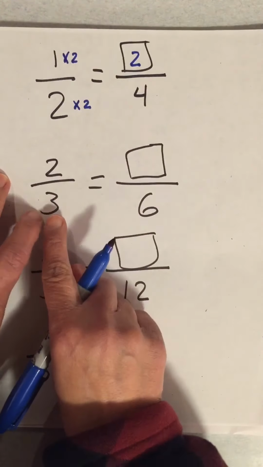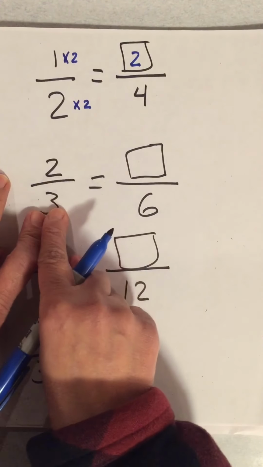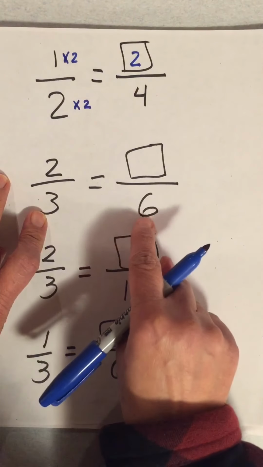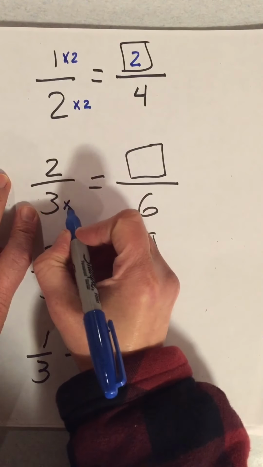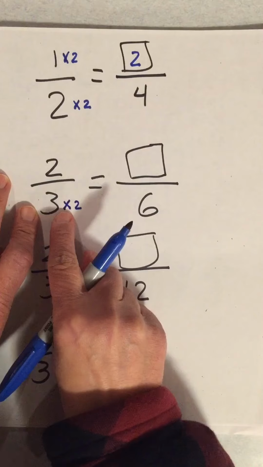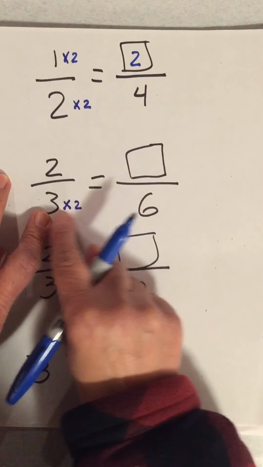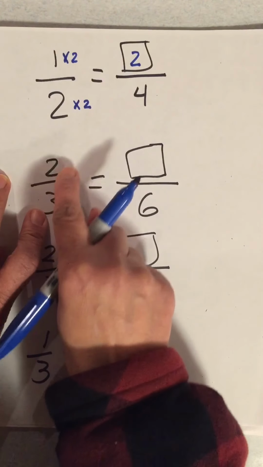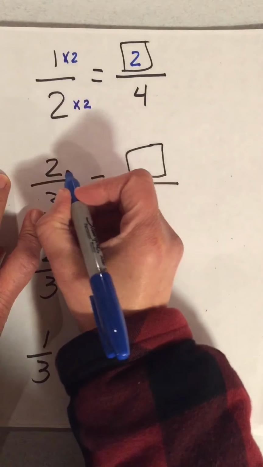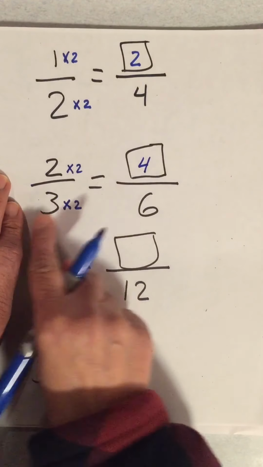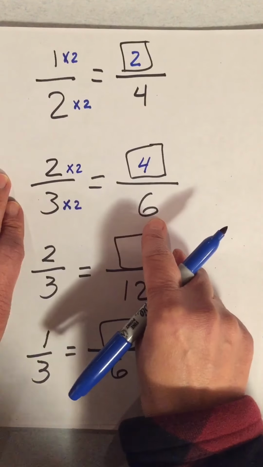All right, so look at this. 2 out of 3, 2/3 equals something over 6. So how did the 3 become a 6? We multiplied it by 2. 3 times 2 is 6. If I multiply the denominator by 2, I multiply the numerator by 2. 2 times 2 is 4. 2/3 is the same as 4/6.